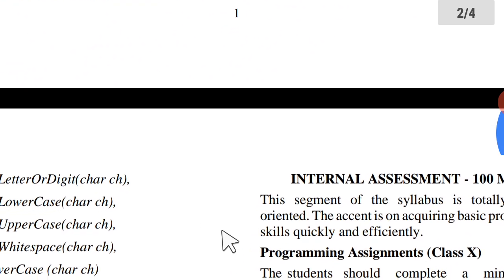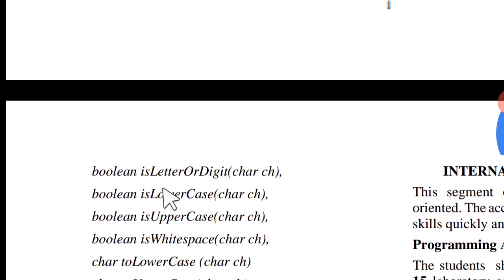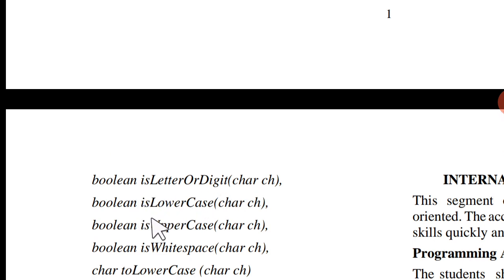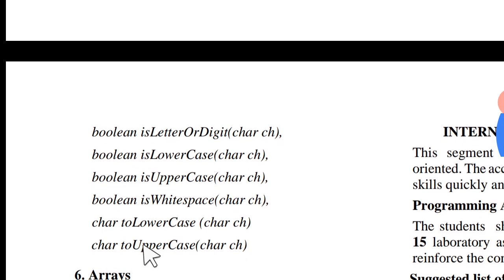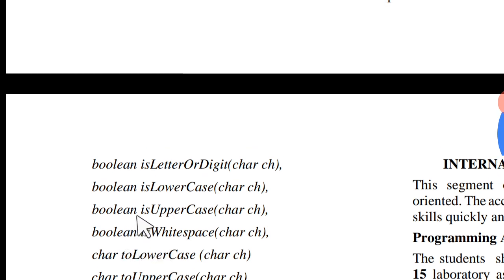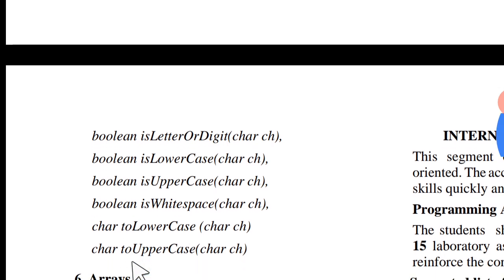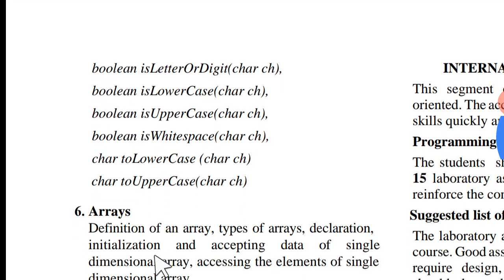All right, after that, students, some more functions. Boolean isLetterOrDigit, isLowerCase, isUpperCase, isWhitespace, and toLowerCase, toUpperCase. Wherever it is written is, that means they are just checking, so the return type is boolean. Wherever there is to, like toLowerCase, toUpperCase, they are converting one character to the other form. If there is an uppercase character, it will be converted to lowercase. If there is a lowercase character, it will be converted to uppercase. All right students, these methods are quite important.